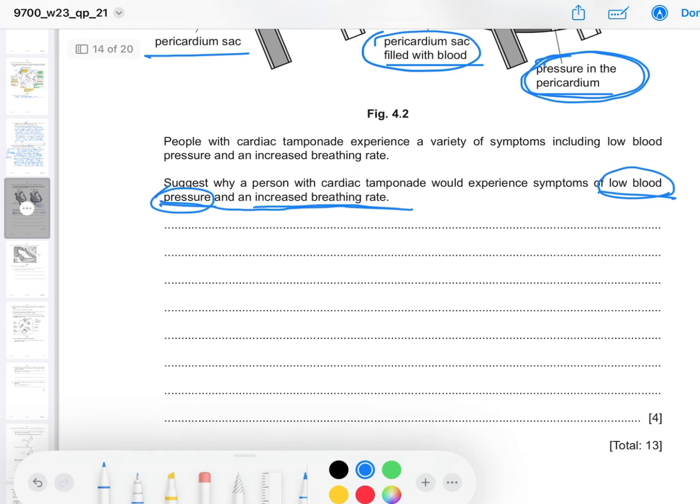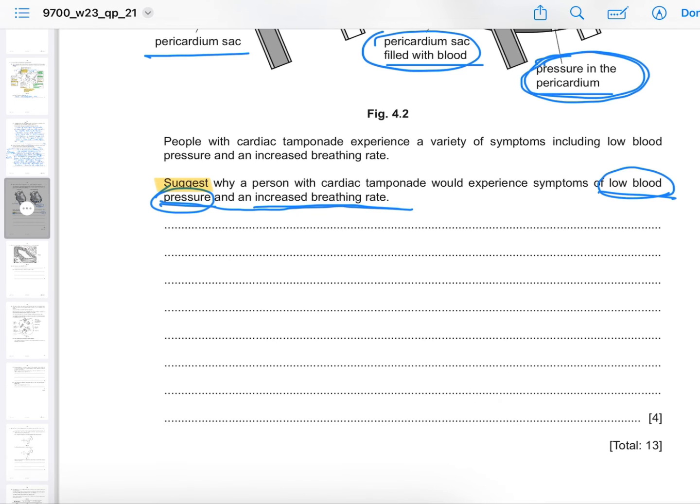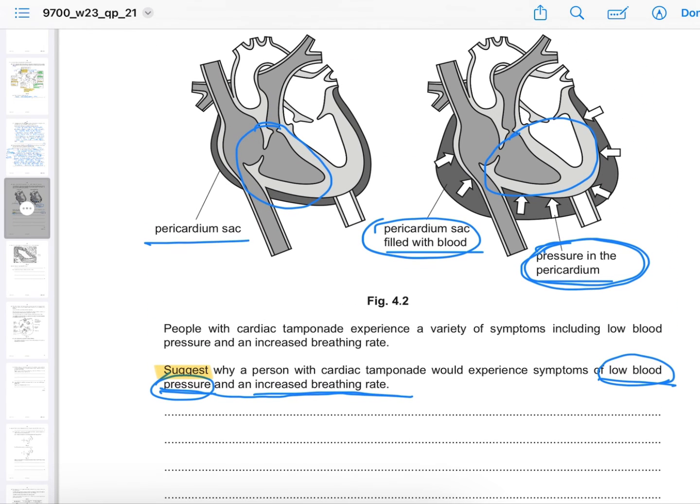In this question, the command term was suggest. So clearly they don't expect you to have prior knowledge of this disease. However, you're supposed to suggest an answer by looking at the information given in the question and using knowledge that you have already learned about the heart, about the ventricles, about their function, and how the function of the heart could also determine the function of the lungs, how the volume of blood pumped out of the heart could also determine the breathing rate.